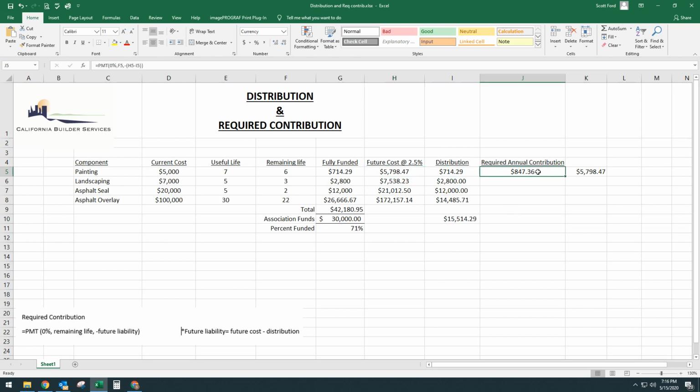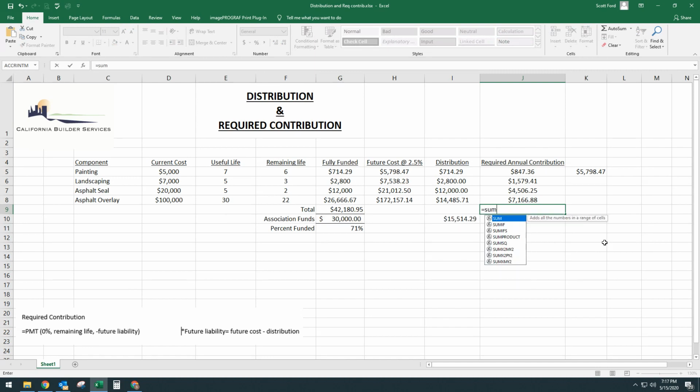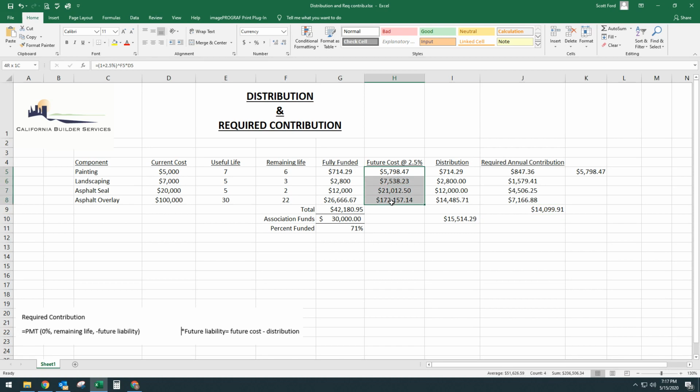Okay. And since we did everything in linear cells, we can just wait for that black cross and pull it all the way down. And all that auto populates, and we equals, sum that up. Now, every year, the association needs to contribute $14,099 in order to meet all these future cost obligations that they have. Okay, and that's it for distribution and required annual contribution.